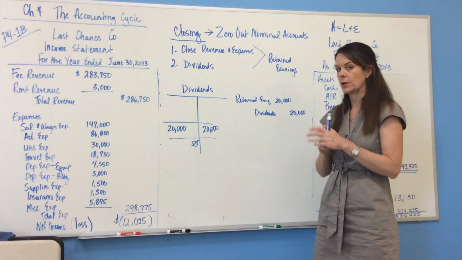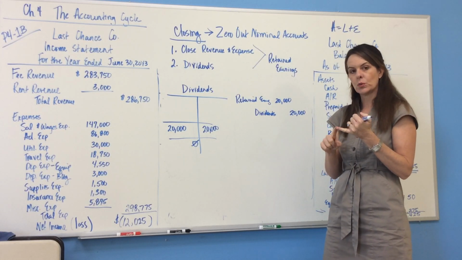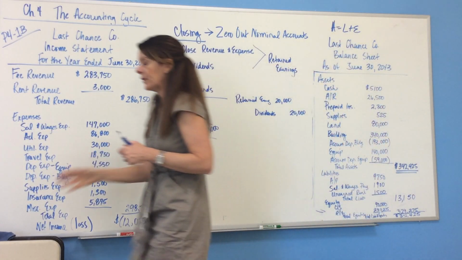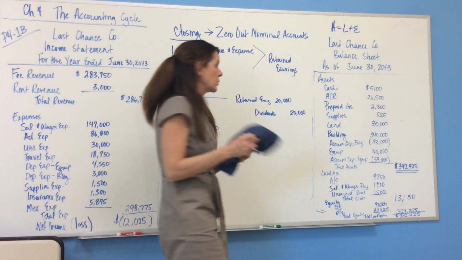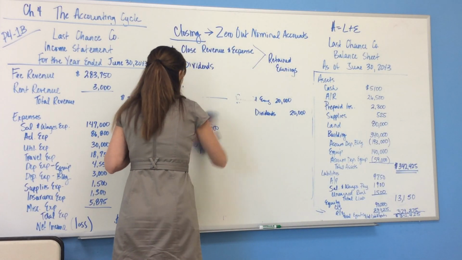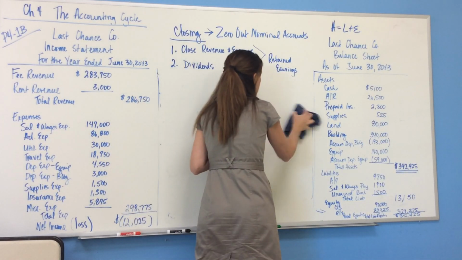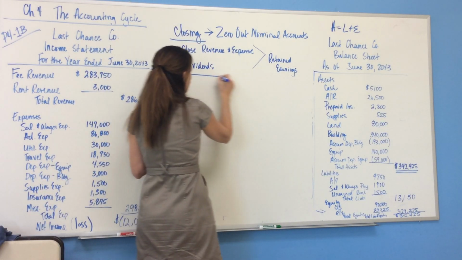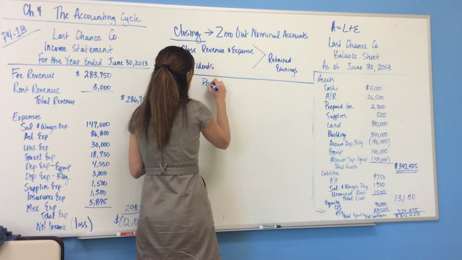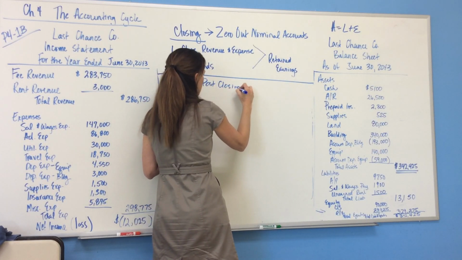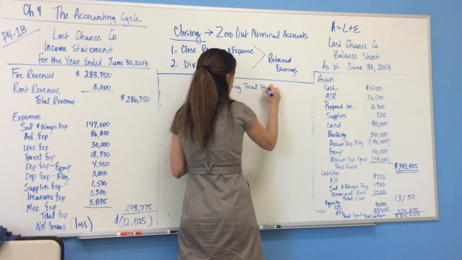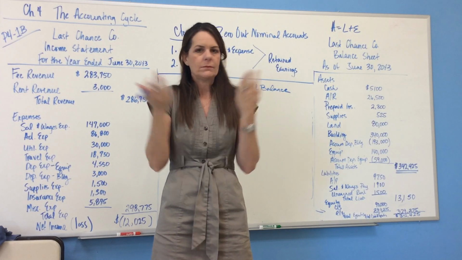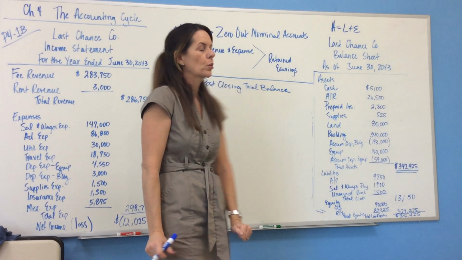Remember, the nominal accounts are the only ones that get closed, and that's revenue, expense, and dividends, listed 1, 2, 3 here. All right, the only thing else we have in this chapter is our post-closing trial balance. The post-closing trial balance simply has the accounts where we have money in them. So the post-closing trial balance will look much like the balance sheet. Why? Those are the only accounts we have left. We only have the real accounts.